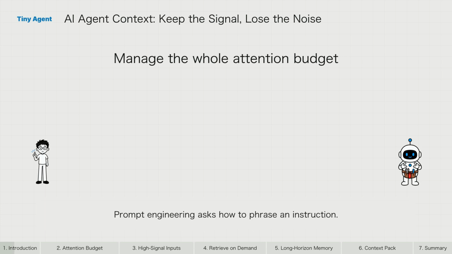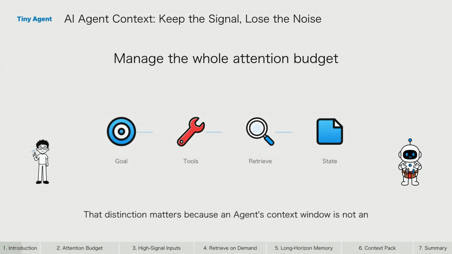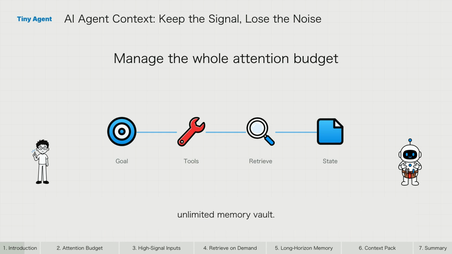Prompt engineering asks how to phrase an instruction. Context engineering asks which information should be available now, which detail should be retrieved later, and which old material should be compressed or removed. That distinction matters because an agent's context window is not an unlimited memory vault. It is a finite attention budget. Adding more tokens can increase coverage while reducing the relative strength of the signals that should guide the next action.